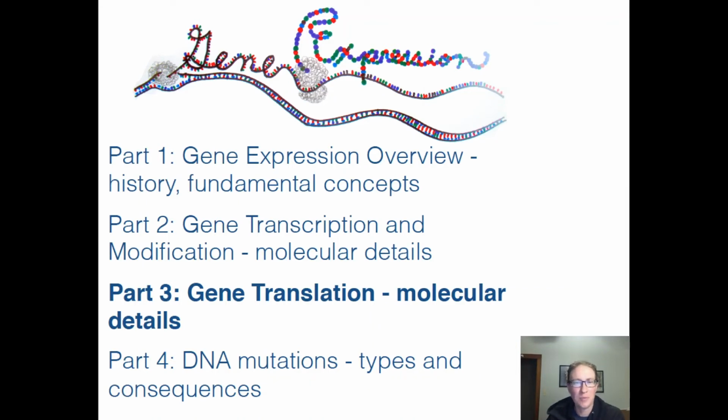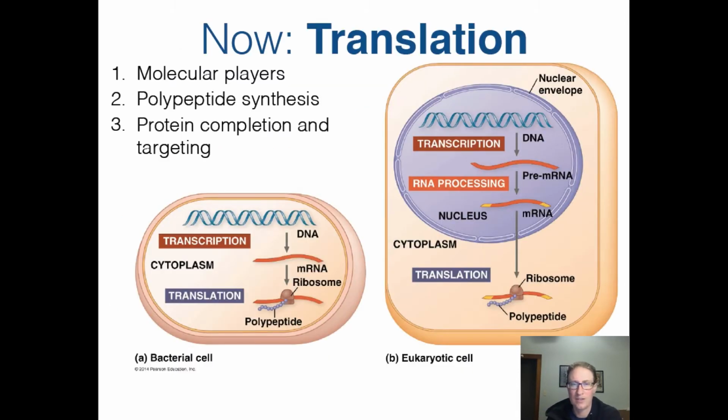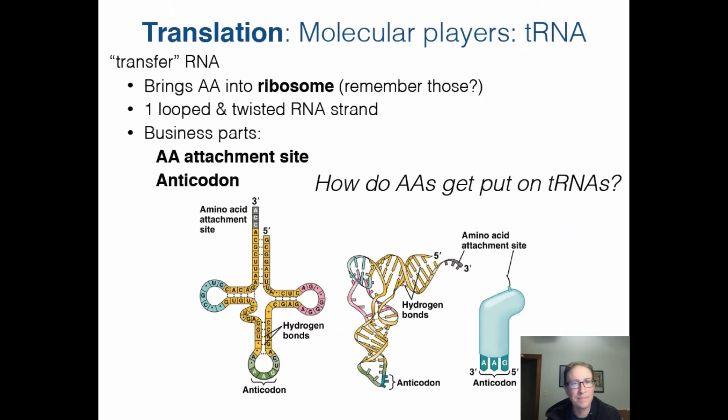Now that we've taken a look at the process of gene transcription and how messenger RNA transcripts are modified by alternate splicing in eukaryotes, it's now time to take a look at gene translation, so the molecular details of this process. Okay, so as with transcription, we're going to take a look at the molecular players. Then we'll examine the process of polypeptide synthesis in detail. And then we'll talk a bit about completing proteins and how proteins get targeted to different regions of the cell.